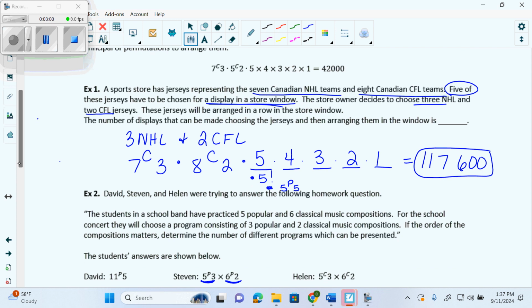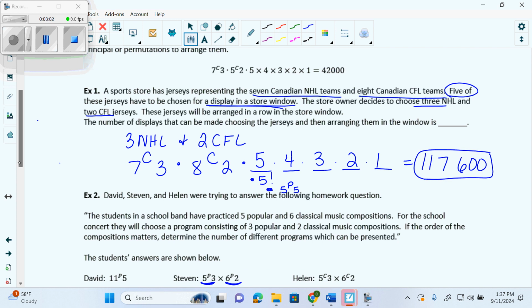This one here says there are 5 popular and 6 classical music compositions for the school. They want to make a program. A program has order, correct? Does a program not have order? So it's going to be a permutation in the end. But if I'm choosing classical from classical, popular from popular, I'm going to use C. I know that. If I'm choosing from the same thing, I have to use a C. So I'm going to go 5C3 times 6C2.